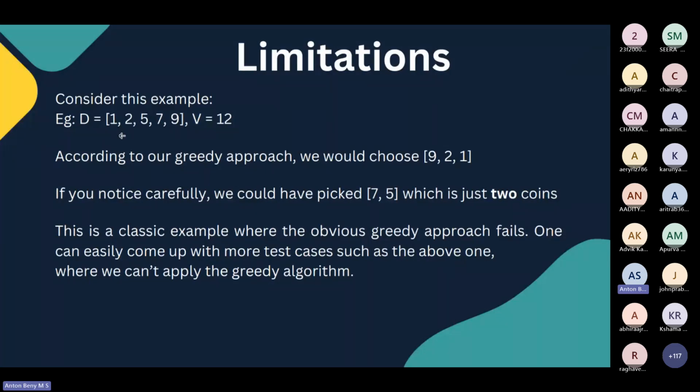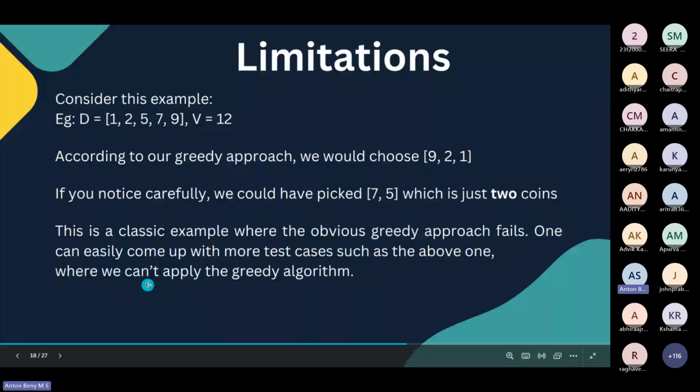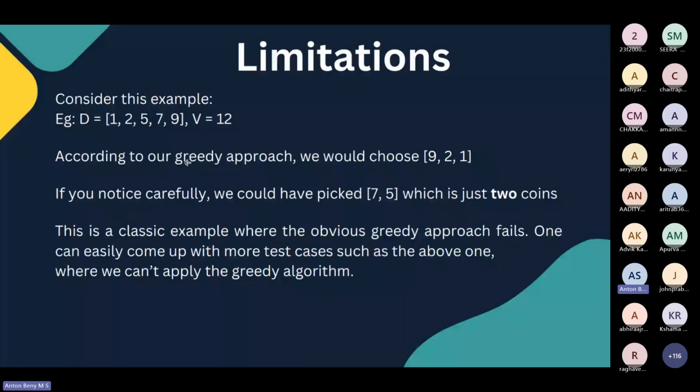Similarly, option C is almost similar to this. So I hope you guys understood. There's no intuitive way where you can tell your algorithm to choose 7 and 5. You can easily come up with more test cases where we can't apply the greedy algorithm. So this is a very big limitation of the greedy approach. That is, you can't cover all possible cases. You're just choosing the best option at that point and you're hoping that would be the best. So in a lot of problems, you might not be able to apply the greedy approach. So you have to remember that.